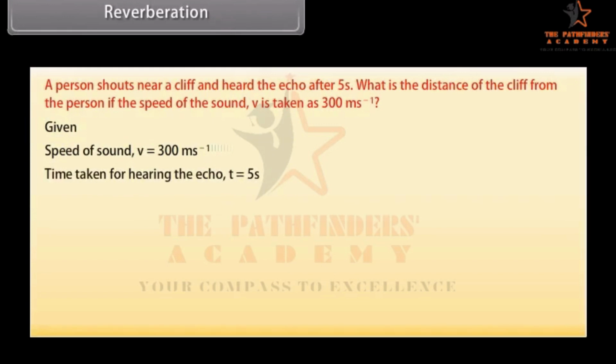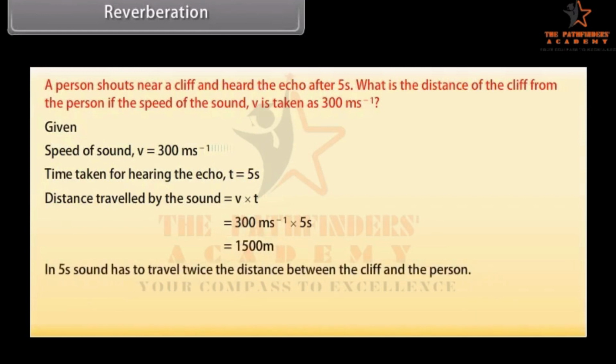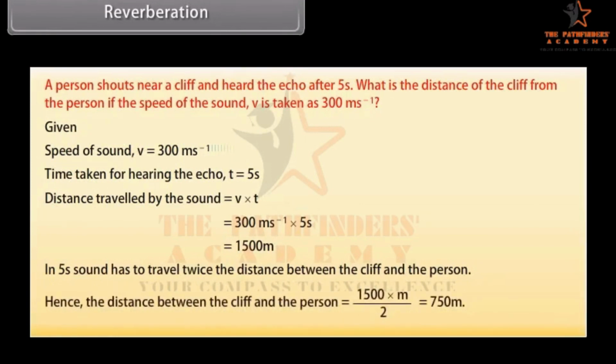Time taken for hearing the echo, t, is 5 seconds. Distance travelled by the sound is equal to v into t, which is equal to 300 meter second raised to the power minus 1 into 5 seconds is equal to 1500 meters. In 5 seconds, sound has to travel twice the distance between the cliff and the person. Hence, the distance between the cliff and the person is 1500 meters by 2, that is 750 meters.